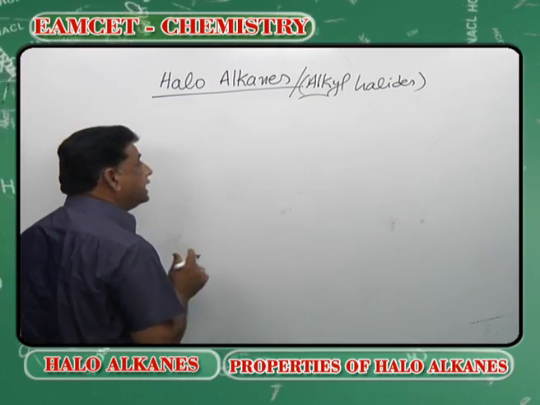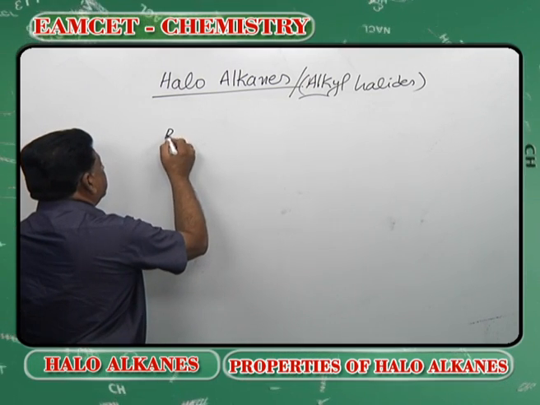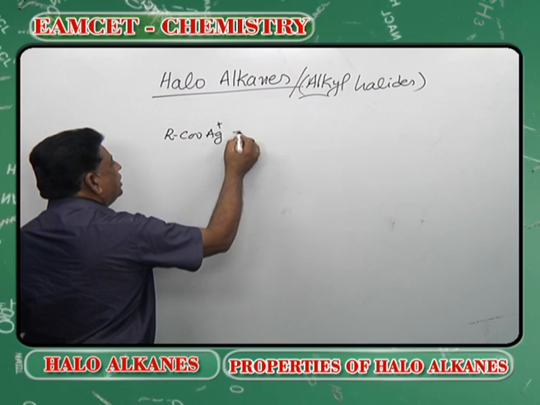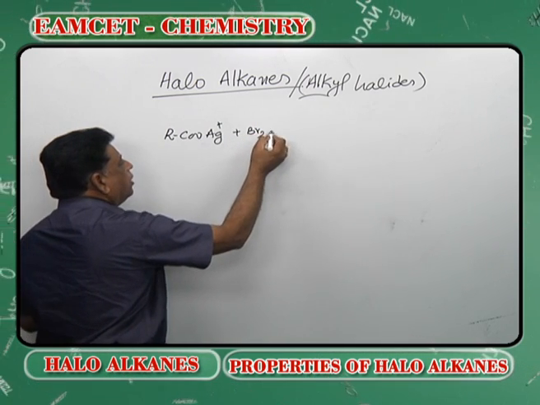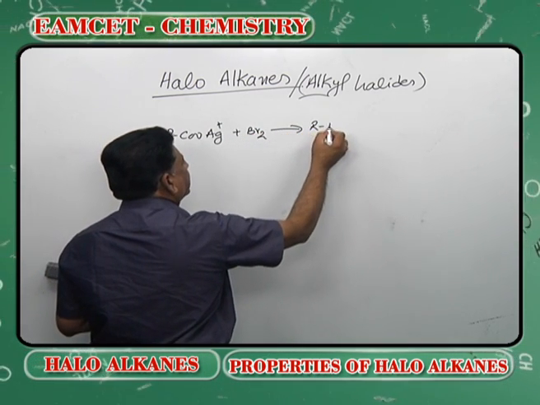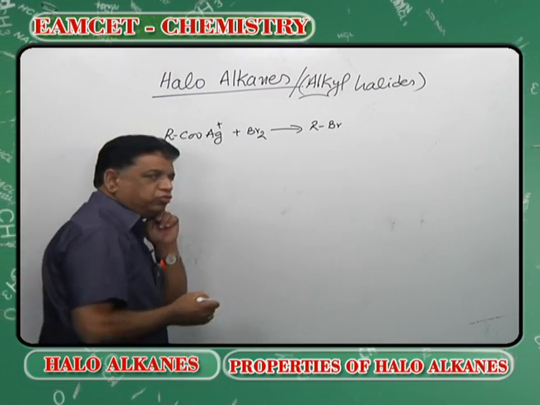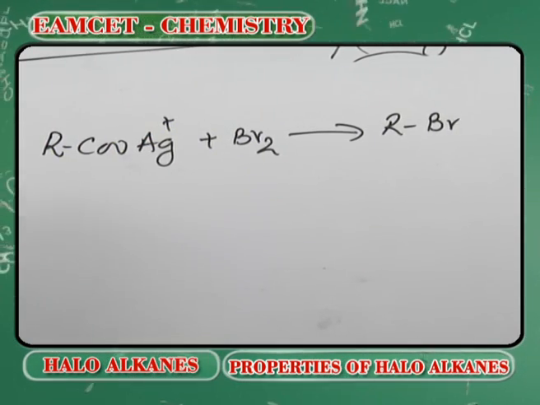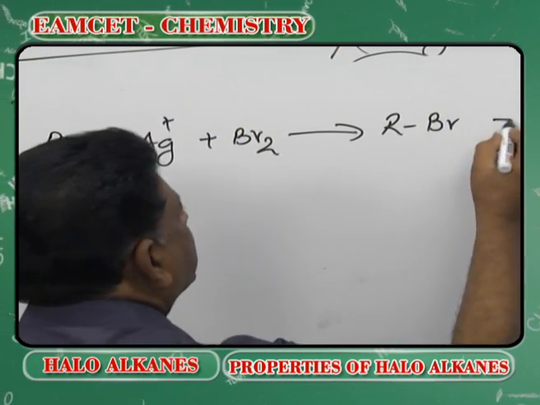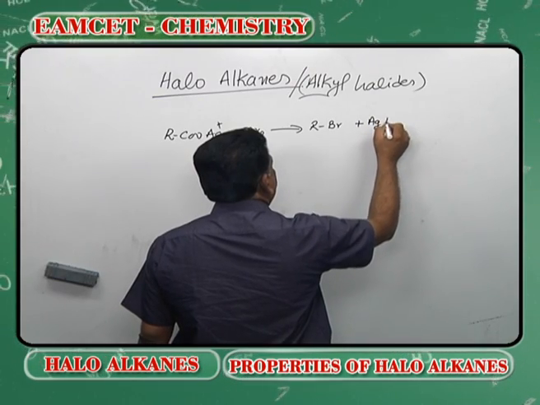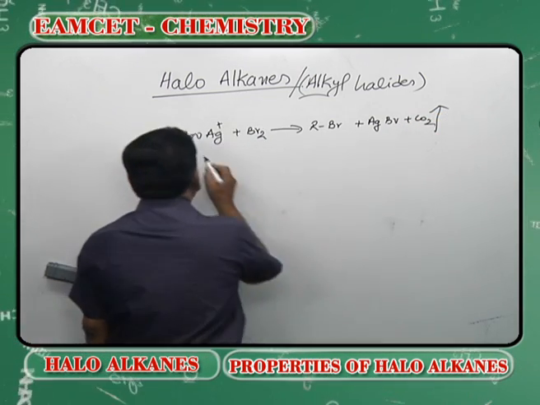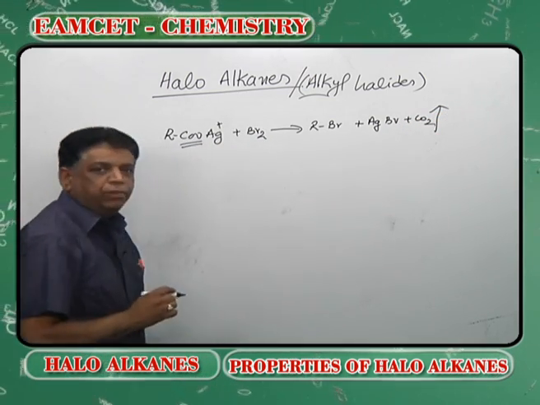One or two from the acid derivatives you can also take: the silver salt of the carboxylic acid, when treated with bromine, you will get the RBr. The method is not useful for the preparation of the chloride, but for the bromination this is a very good method. You will get a silver byproduct, plus carbon dioxide is removed.